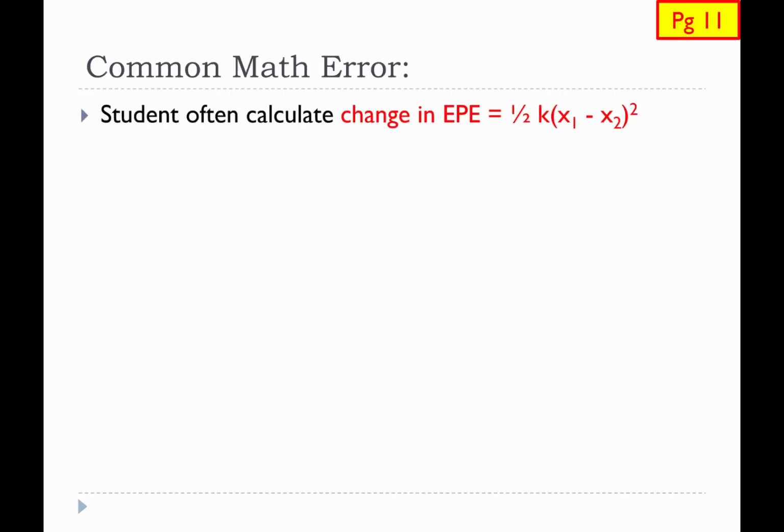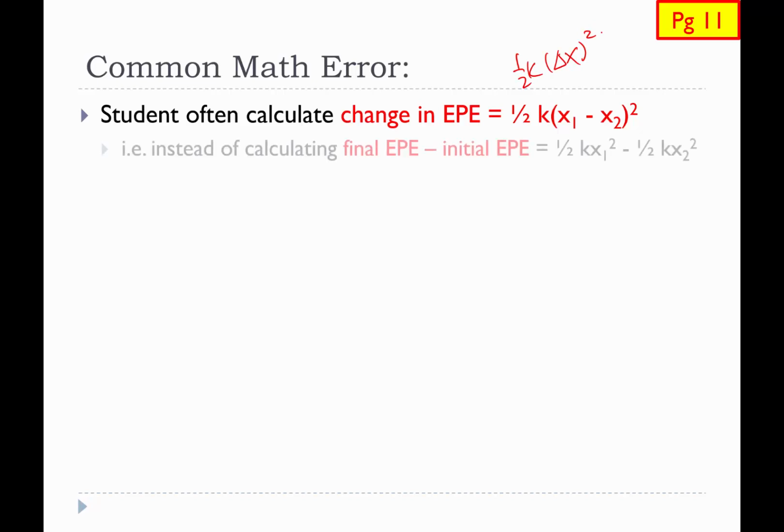Finally, I would like to point out one very common mathematical error students make. Students always calculate the change in EPE as half k bracket x1 minus x2 squared, so half k delta x squared. But this is the wrong way to calculate the change in EPE. How you should calculate it is by taking the final EPE minus the initial EPE, so half k x1 squared minus half k x2 squared, not half k delta x squared.